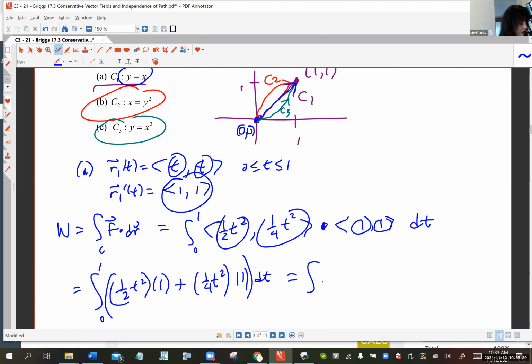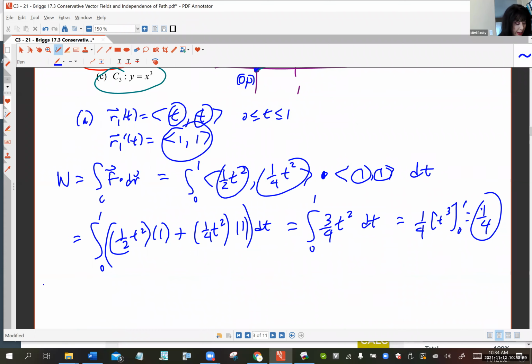And 1/2 plus 1/4 is 3/4. So we get 3/4 t squared. I think that'll work, and this is pretty easy to integrate. I get 1/4 t cubed, going between 0 and 1. So the final answer, I get 1/4.